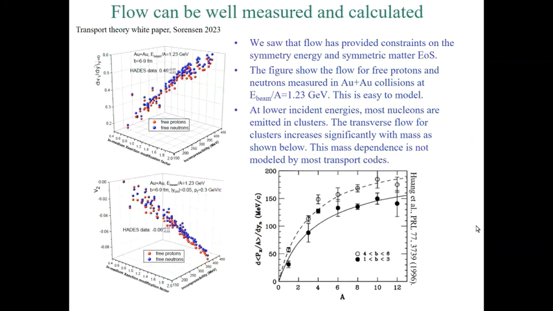Okay, now flow, of course, has quite a long history now, and flow is quite nicely measured. And I took something from the white paper for nuclear transport theory. These are data from HOTAS comparing neutron and proton flow values, and they're quite nicely measured. But at lower energies, you don't just have neutrons and protons, you also have clusters. And here is an example of the transverse flow, the V1. Of course, it's dpy, dx, dy. It's a little bit different variable, but basically V1.